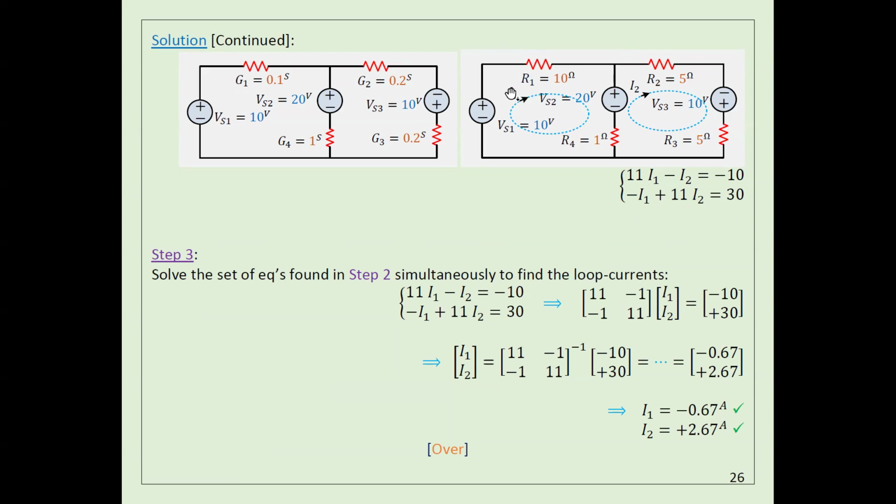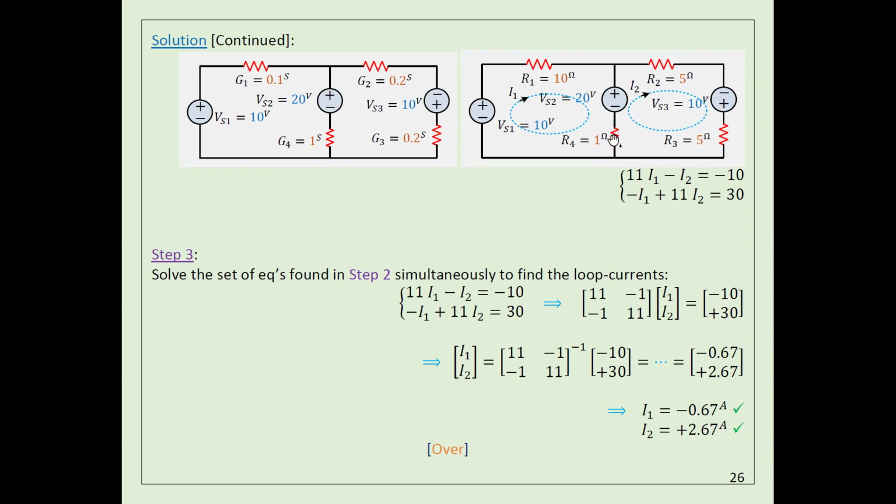So I know the current here, I1. I can multiply by R1 to get the voltage here. So this one is done. For this one also, this is easy. I know the current I2, so I can multiply I2 times R2 to get the voltage here. This one also is easy. I have I2, so I can multiply I2 times R3 to get the voltage here.